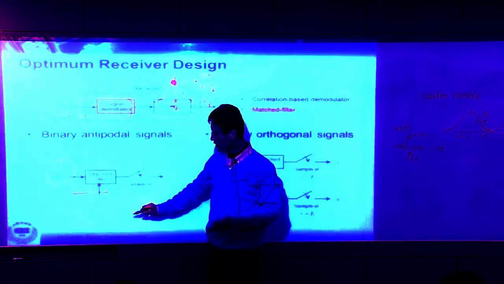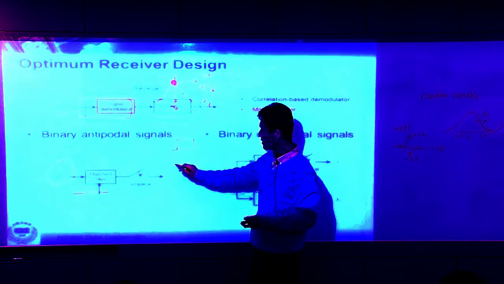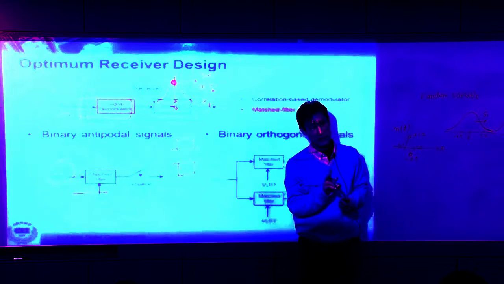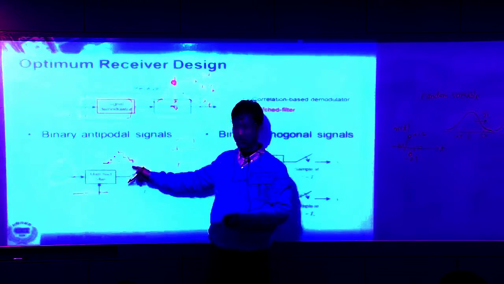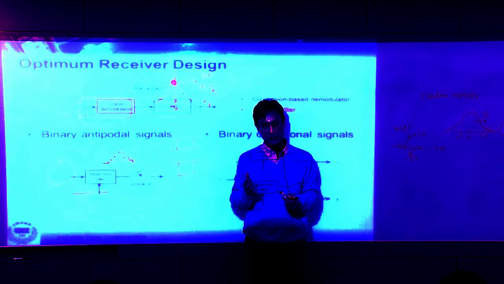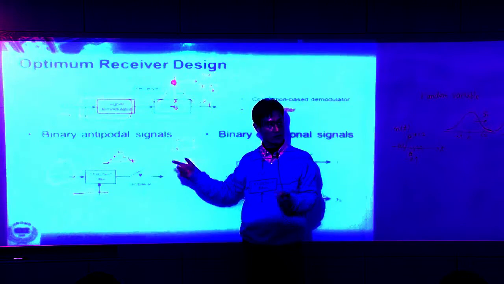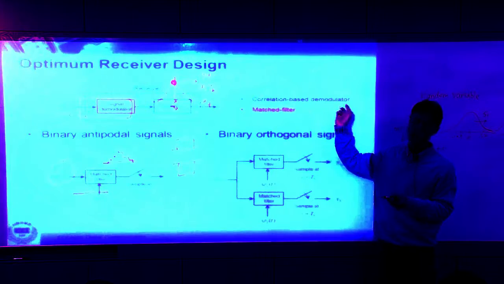Let's say it's antipodal. We know that maybe this is transmitted or this is transmitted. We have only 2 choices. And now you receive something. So what you're trying to do is see which one looks closer, which one looks similar? That's the idea of the correlation-based demodulator.